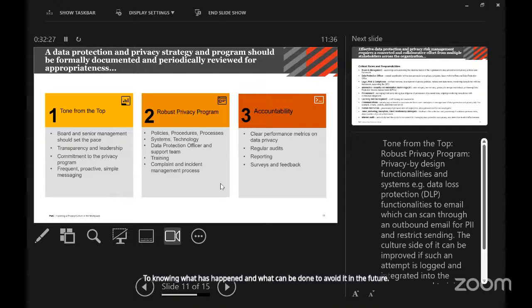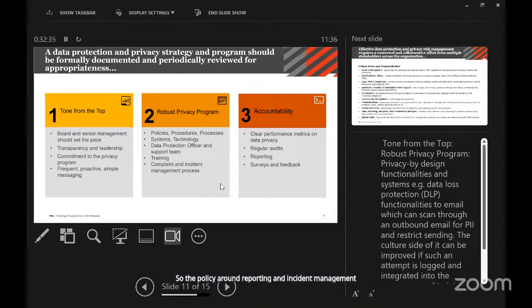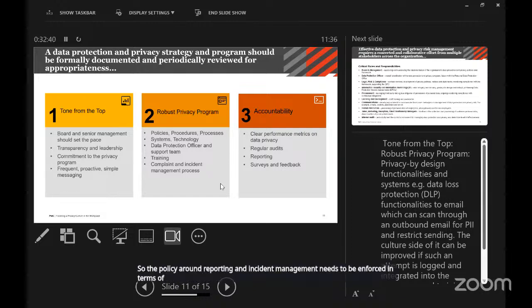So again, the reporting needs to be within the structure. You don't report to just anyone. So the policy around reporting and incident management needs to be enforced in terms of who is reporting and to whom are they reporting, to avoid further breaches.